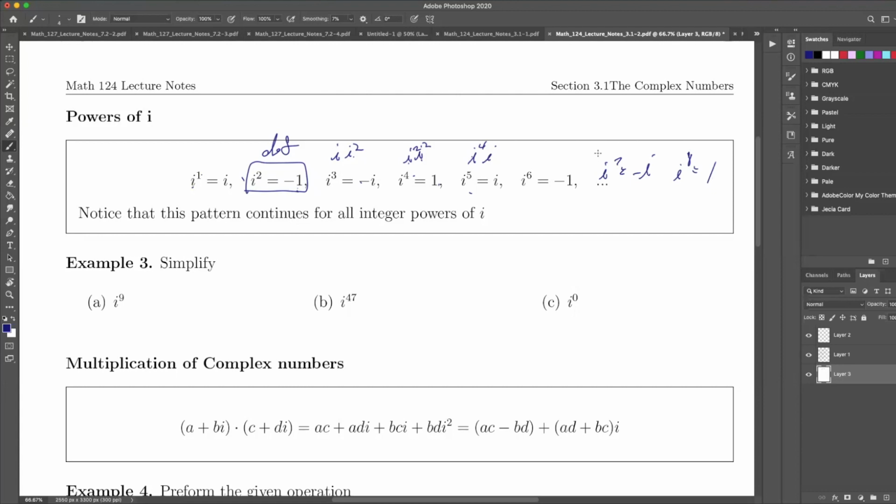And so some of your homework will just ask you to simplify. So if I follow this pattern, what is i to the ninth?